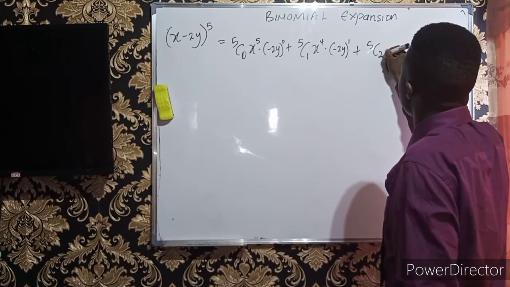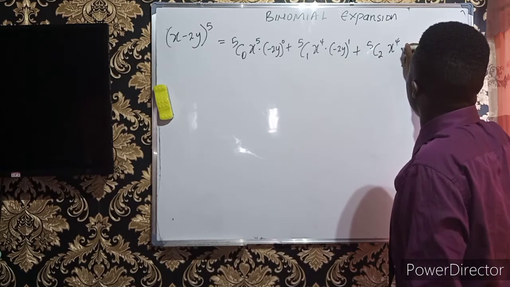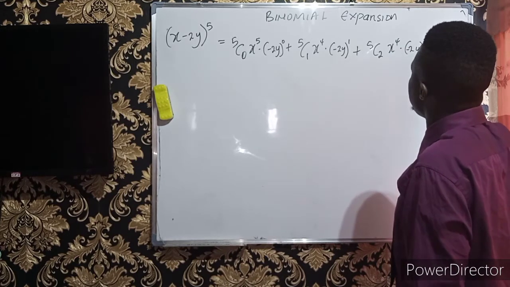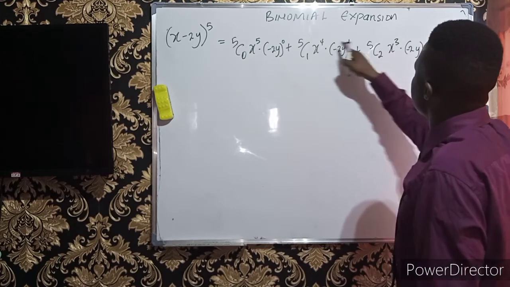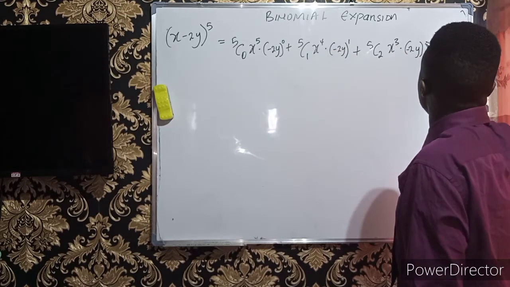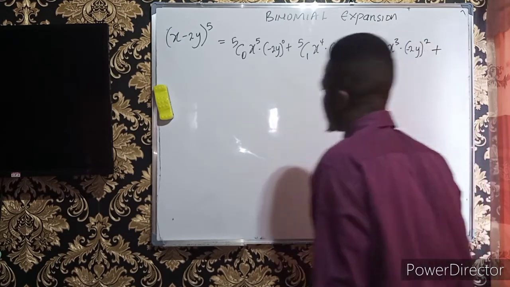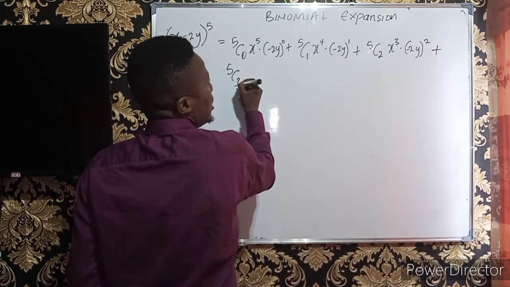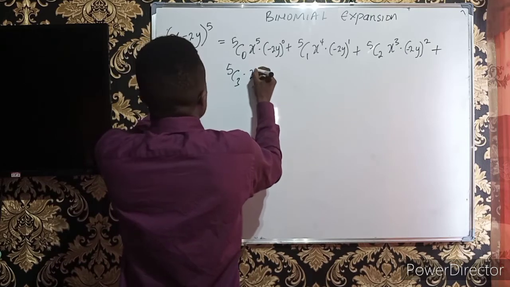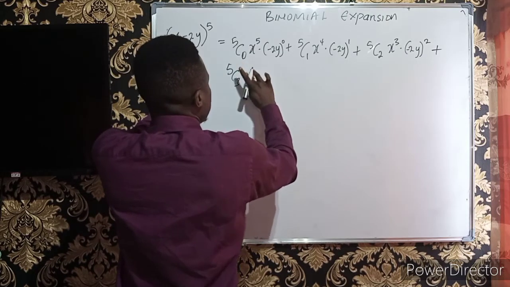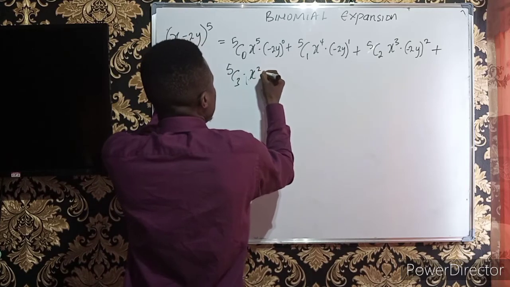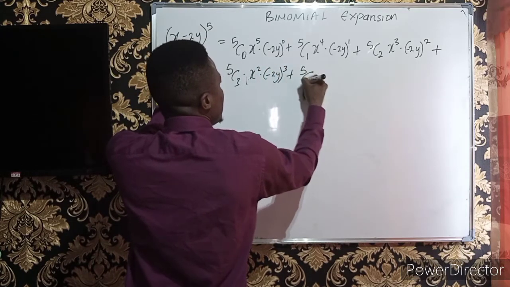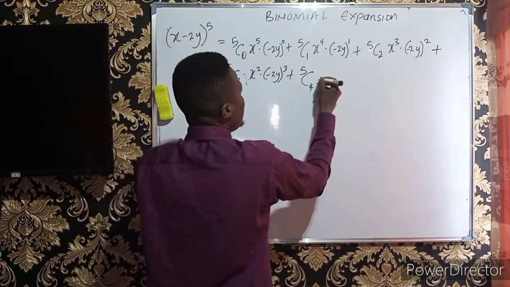plus we have 5 combination 2, x to the power of 4 dot (−2y)... this is 3 because here is 4, so here we have 3. The power of (−2y) will now increase to 2, plus we still have 5 combination 3. The power of x here will now decrease to 2, dot (−2y) will increase to 3, plus 5 combination 4.